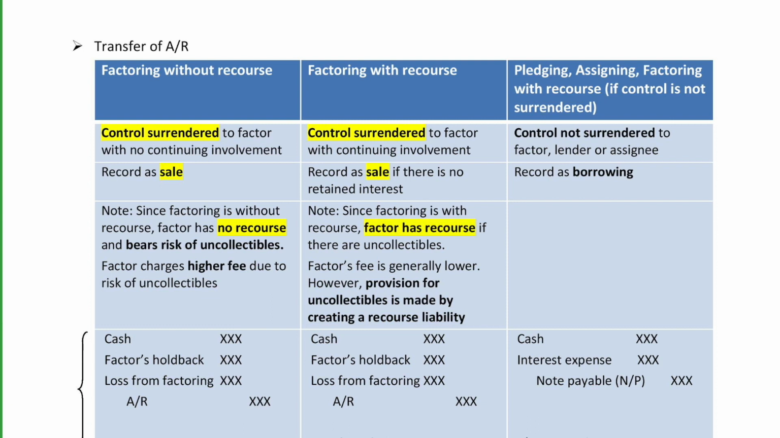Now in the third column, we're looking at pledging or assigning or even factoring with recourse when control is not surrendered. So circle the not, and it's recorded as underlined borrowing.